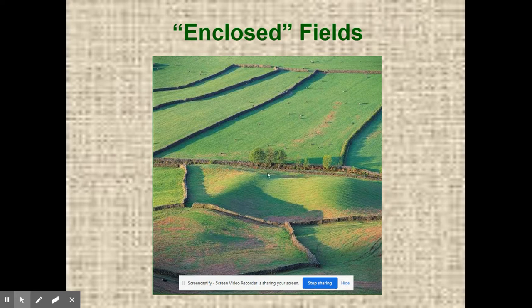In England, because it's so rocky, these are made out of rock. And this is the thing you had children do. So this is in England.